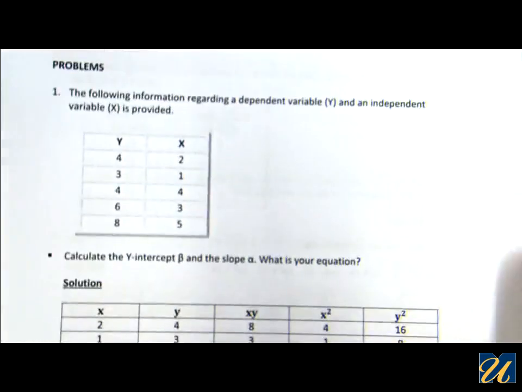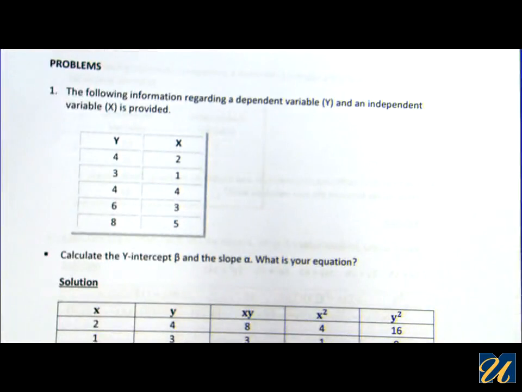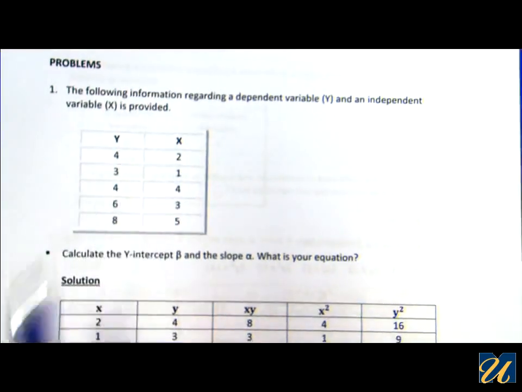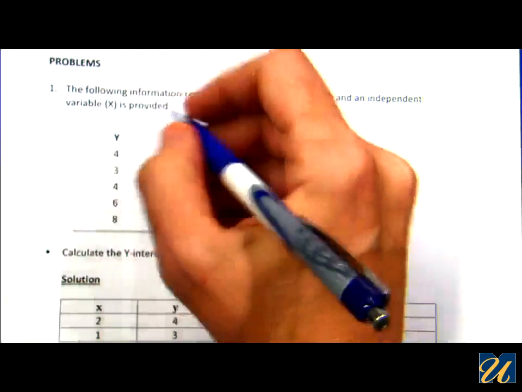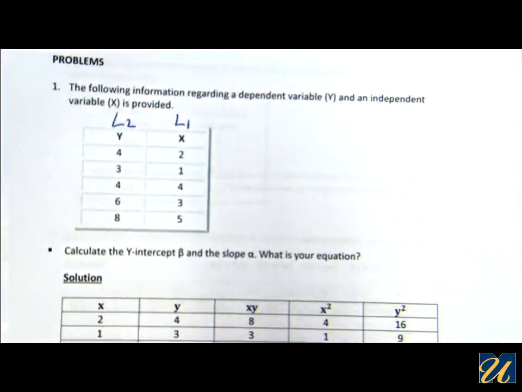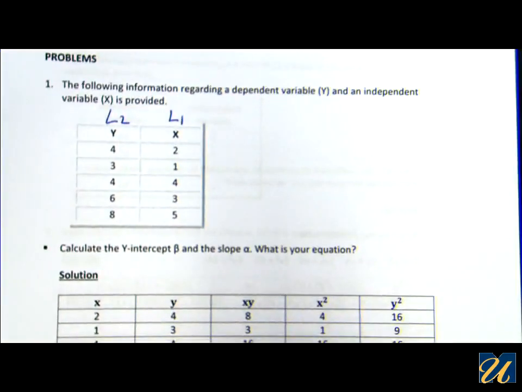So let's look at this problem. The following information regarding a dependent variable y and an independent variable x is provided. You have your x and you have your y. When you enter your data in your graphing calculator, this will be your L1, this will be your L2. Keep in mind, x is always L1, y is always L2.